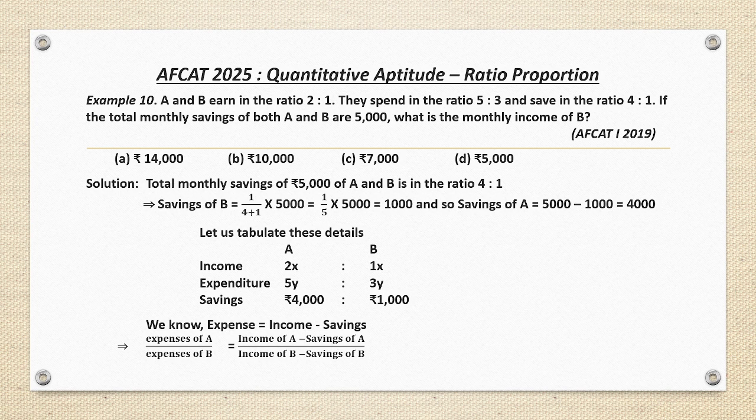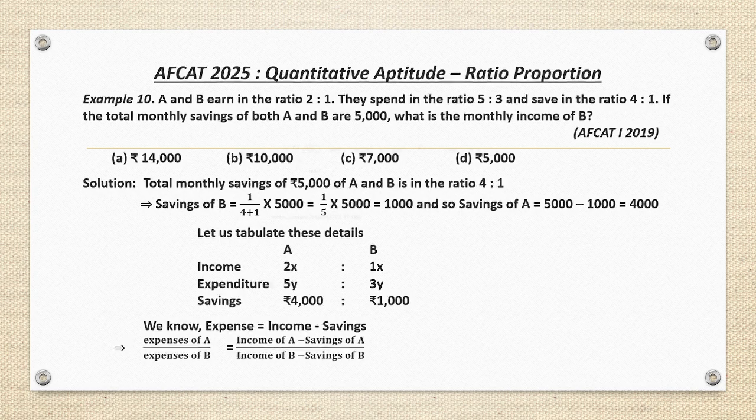Now let us tabulate this. Incomes, expenditure, savings, let us tabulate. And after that, we know expense is always income minus savings. That is, after earning the salary, whatever we are saving, that is less of expenses. So it is given expense of A and expense of B in the ratio 5:3.